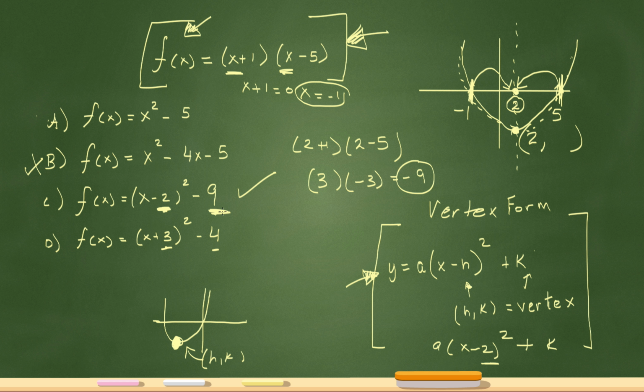So now you can see why that's -9, because that tells me that the y value is -9 and k is the y value, so the k right there would be -9. And that's why this equation is x minus 2 squared minus 9, making C my answer.